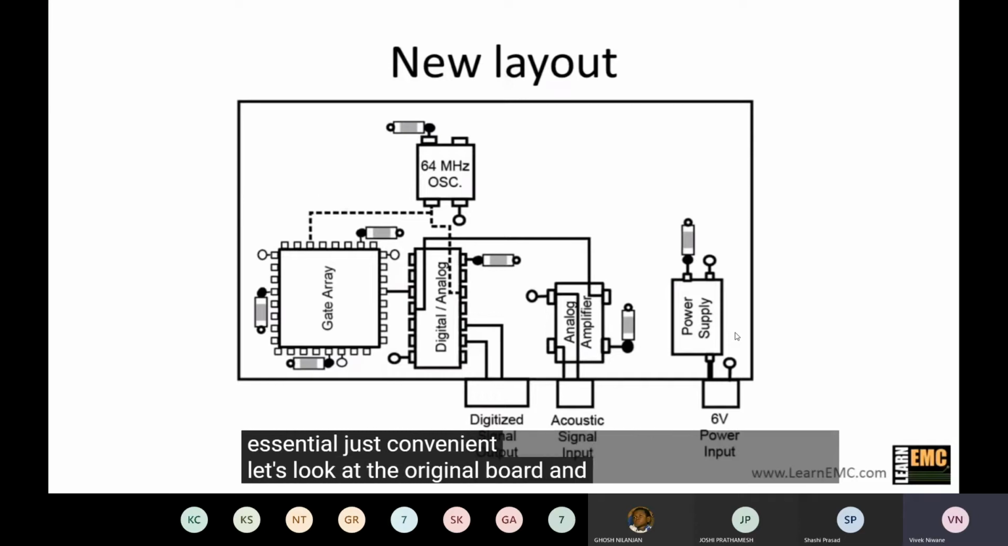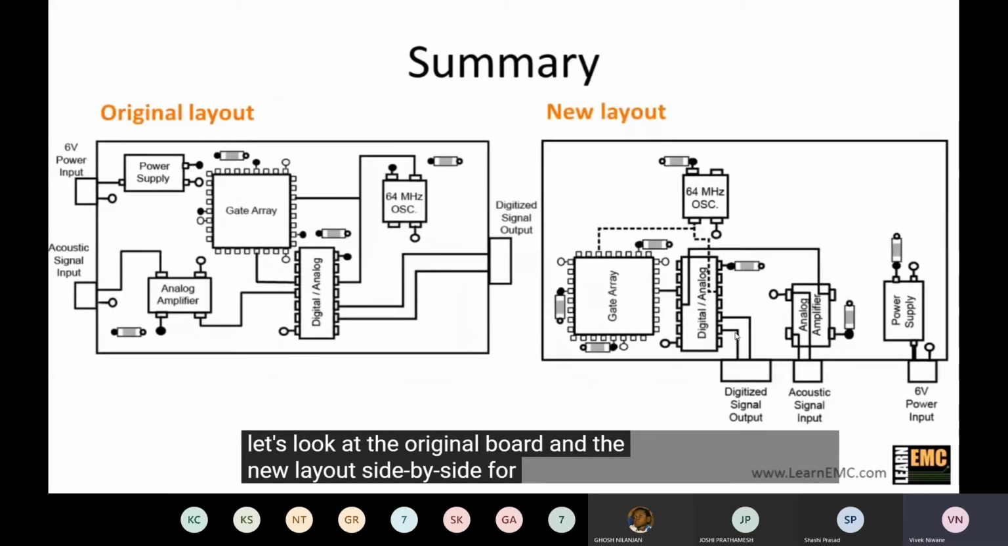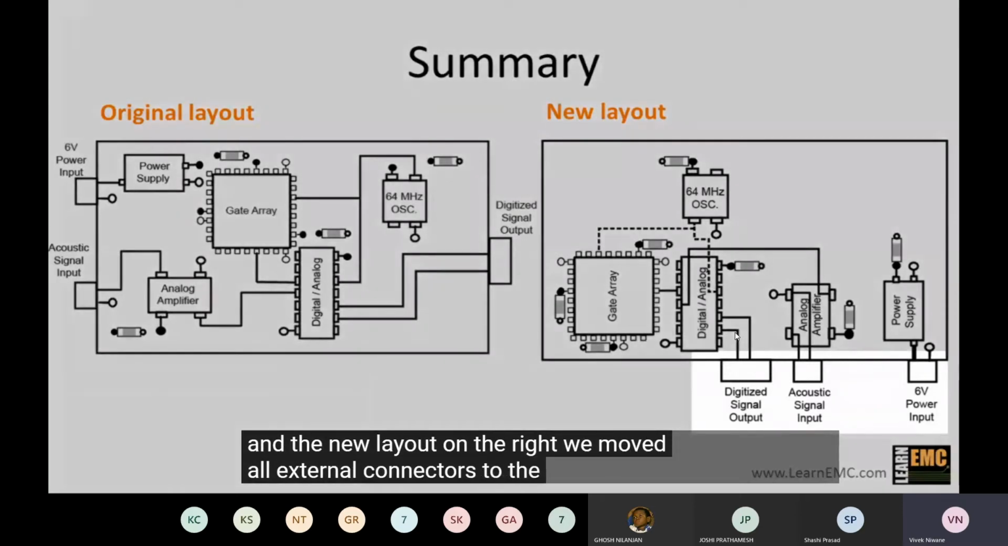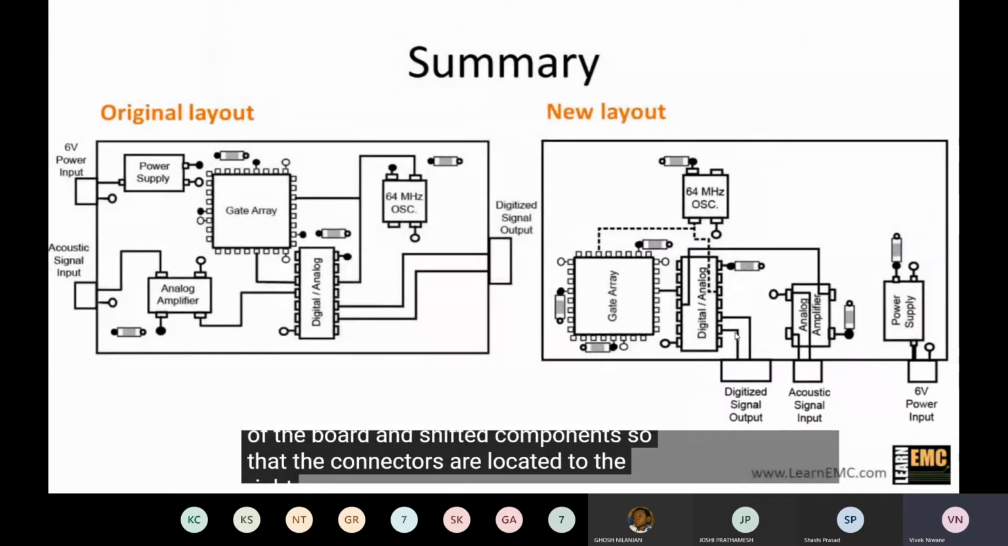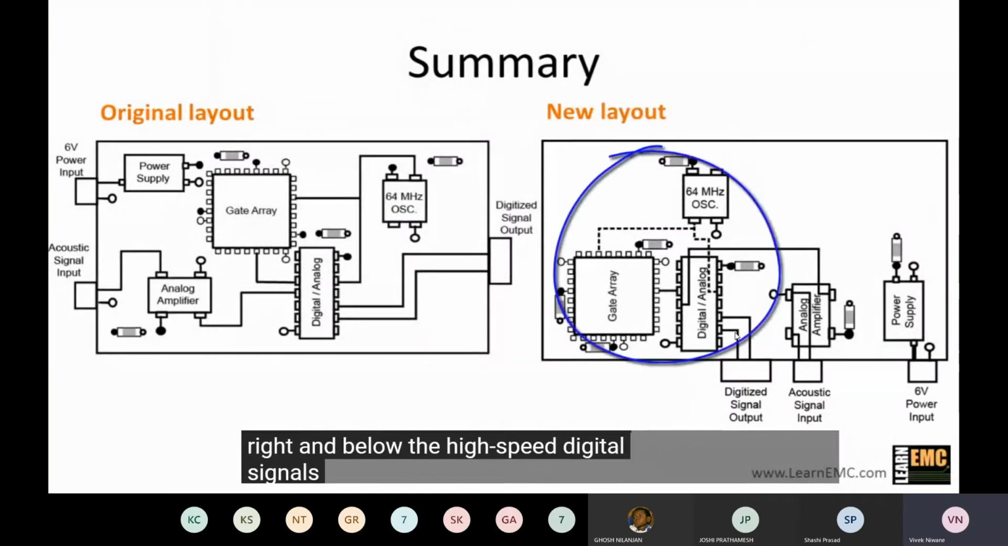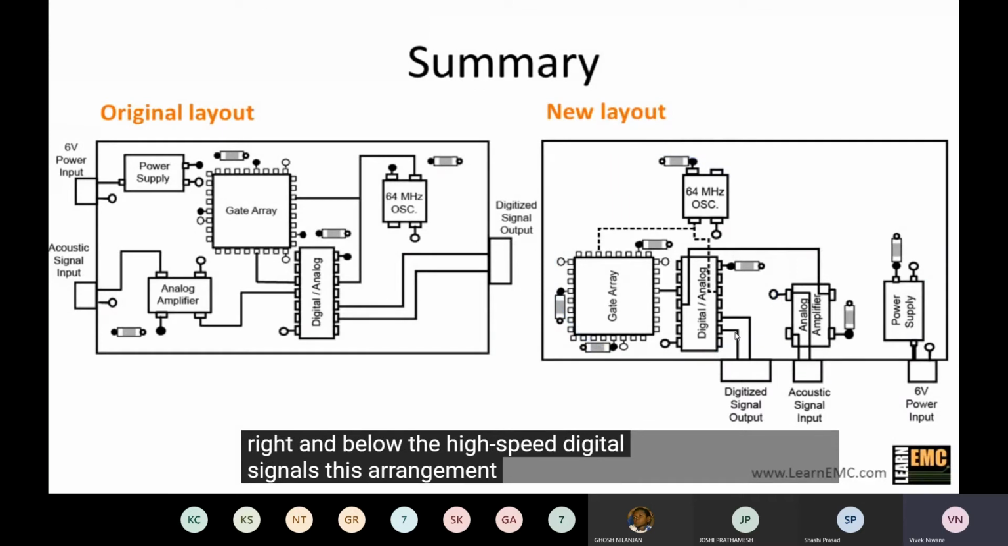Let's look at the original board and the new layout side by side for comparison. Here's the original layout on the left and the new layout on the right. We moved all external connectors to the same edge of the board and shifted components so that the connectors are located to the right and below the high-speed digital signals. This arrangement avoids high-speed circuitry between external connectors, which prevents one connector's cable from being driven relative to another connector's cable like a dipole antenna.